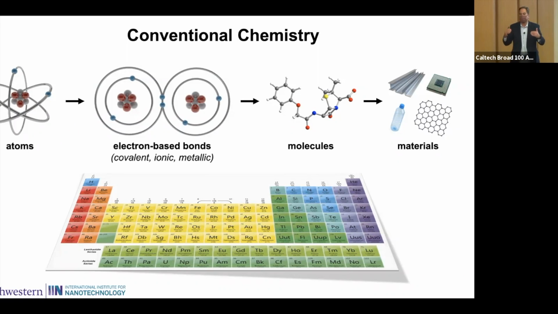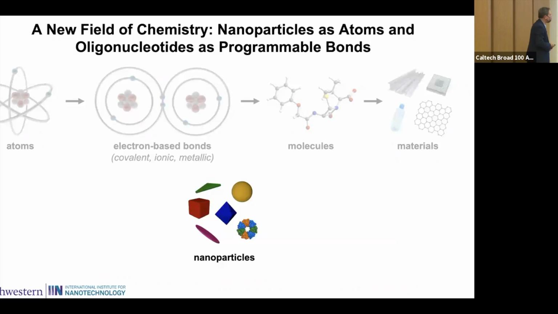I look at this as a straw man to ask, how far can we go with this concept of particles as atoms and oligonucleotides as bonds? Where do we fall short? And where can we go beyond conventional chemistry?